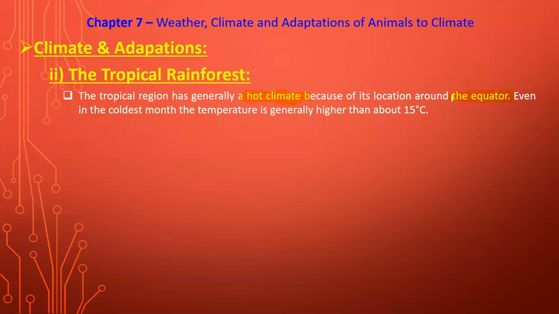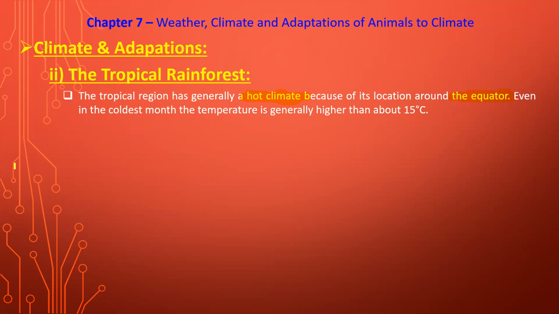We have seen that in the polar region, the temperature is extremely low because it is present very far away from the equator, so sunlight does not reach those regions properly. But opposite to the polar regions, in the tropical region the climate is very hot, because these tropical regions are present near the equator of Earth.